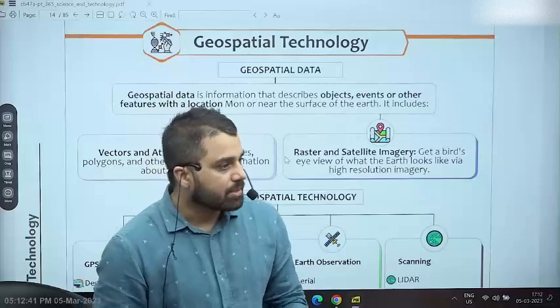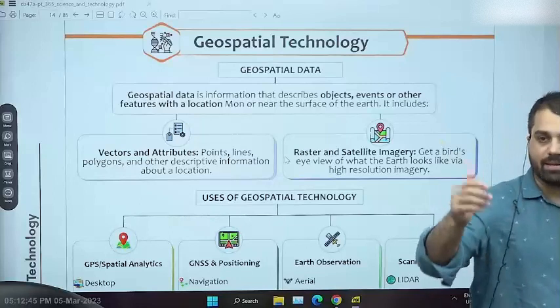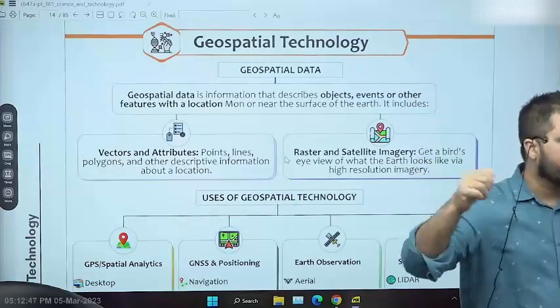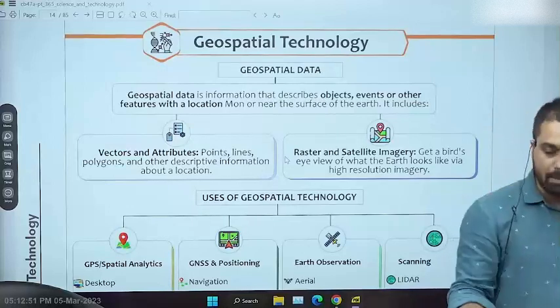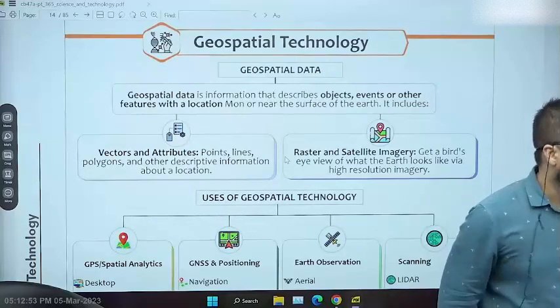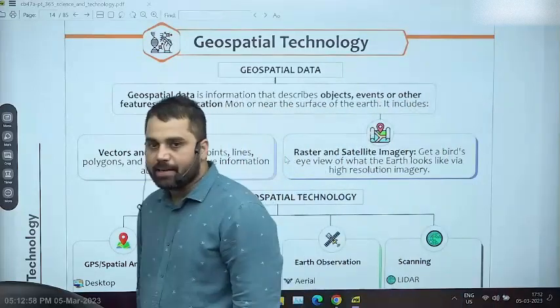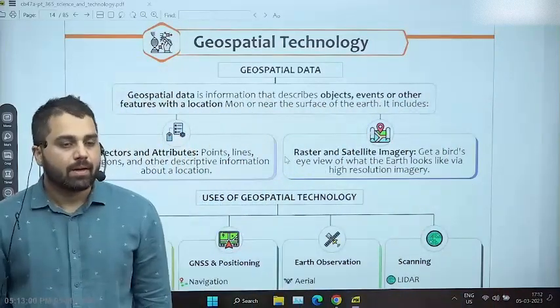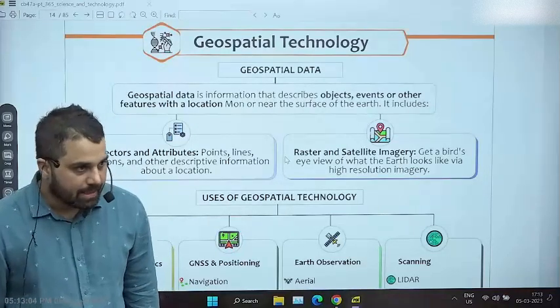It becomes geospatial data. A very good example is you all have atlases, you have map. The map hai, that is nothing but it has been prepared with the help of geospatial data. For example, you have a map about resources that in India where you can find, let's say, gold. Now that is an example of geospatial data. So why this topic is given here?